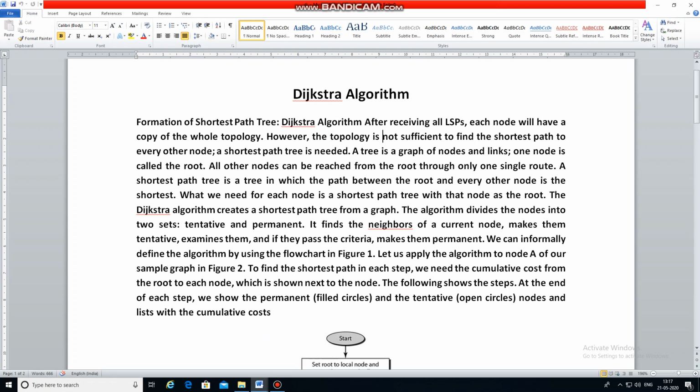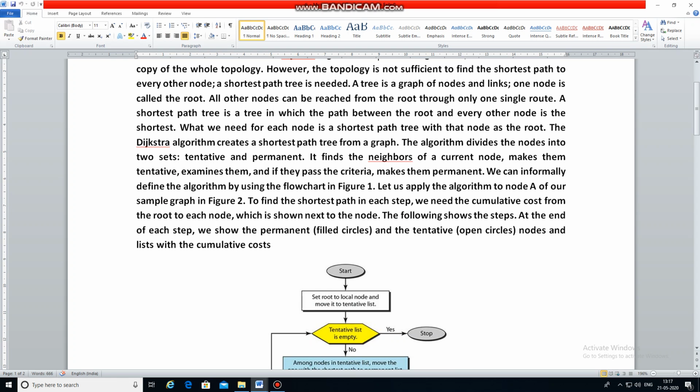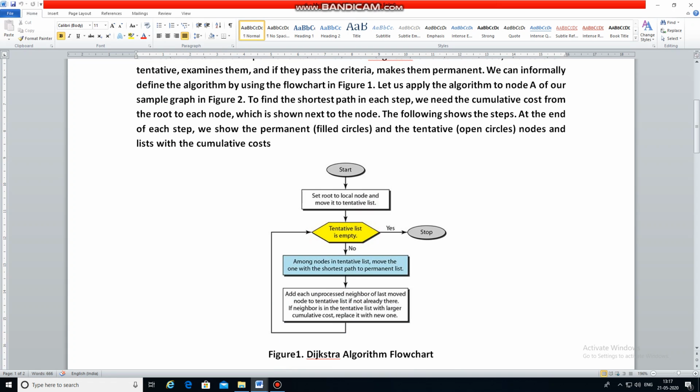There is another algorithm which is used for finding the shortest path, that is Bellman-Ford algorithm, right? But for your lab it is the Dijkstra algorithm, so we shall continue with the Dijkstra algorithm, right? So this is the algorithm which is related to the Dijkstra, that is the flowchart, right?